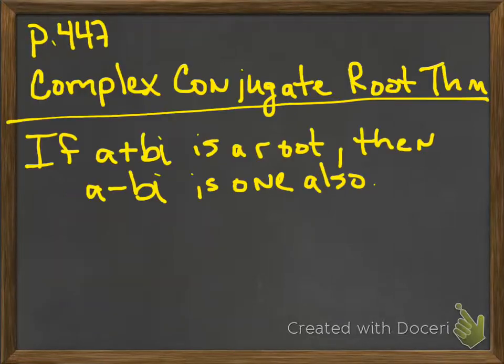Okay, so now on page 447, there is the complex conjugate root theorem, and that basically says if you have an answer that comes out as a plus bi or just bi, then you have its opposite, a minus bi. Always. So complex roots with the i's occur in pairs, one positive, one negative. Always.